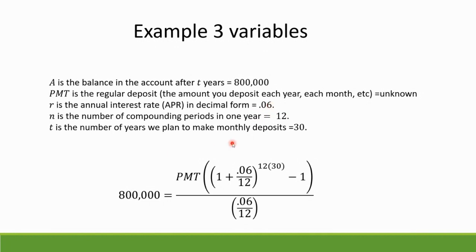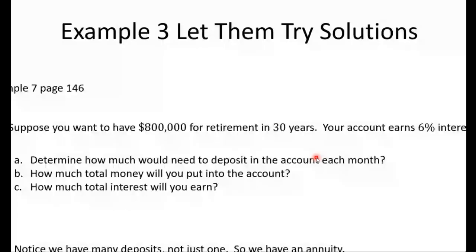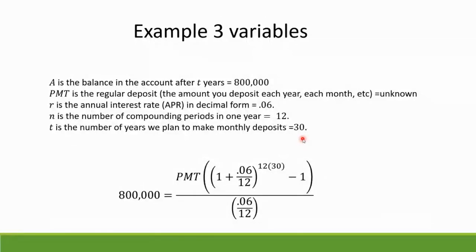The number of years we're making deposits: how long is this going on for? We want to retire in 30 years. So we're making deposits for 30 years. Then we have our formula. All the variables are in. We know what we have to figure out. It's just like before. Okay, let me keep going.